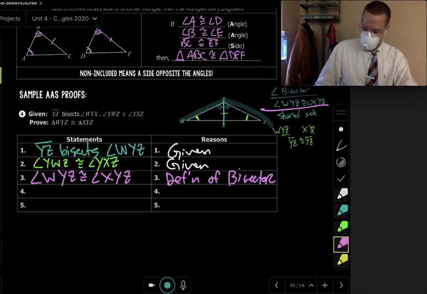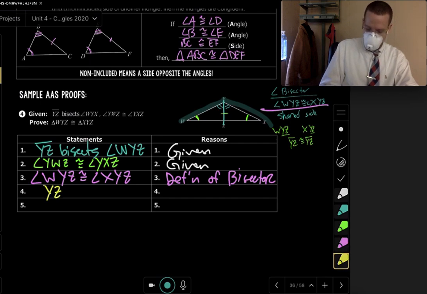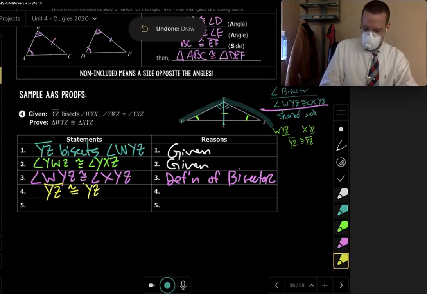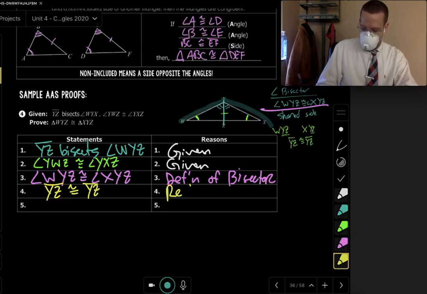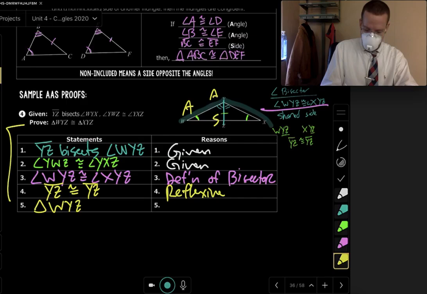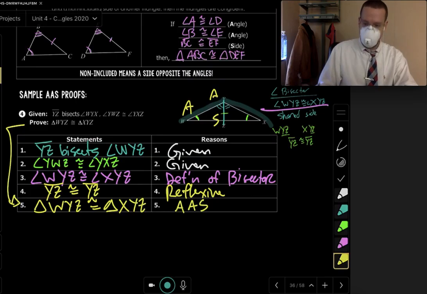And then finally, we have a shared side. And so we have YZ is going to be congruent to YZ. This is the shared side. And this is the reflexive property. And now we have angle side. So we have our one triangle, WYZ. Again, the prove is always going to be what we do last. Triangle WYZ is congruent to triangle XYZ, and this is because of an angle-angle side proof.